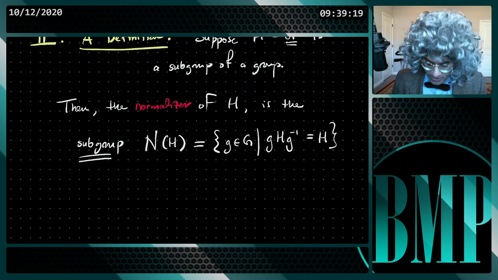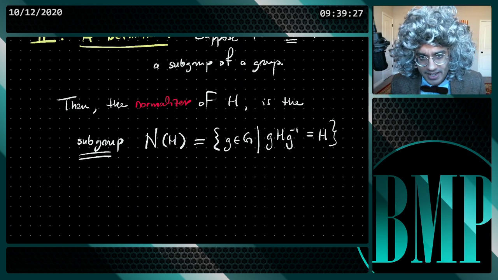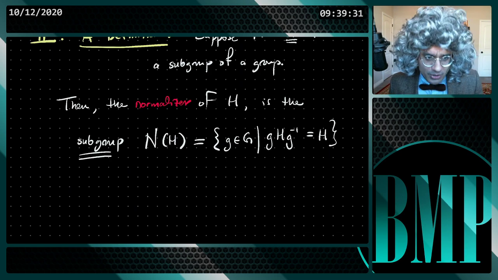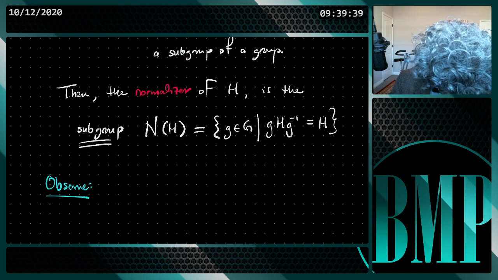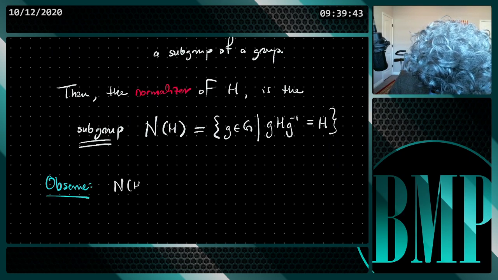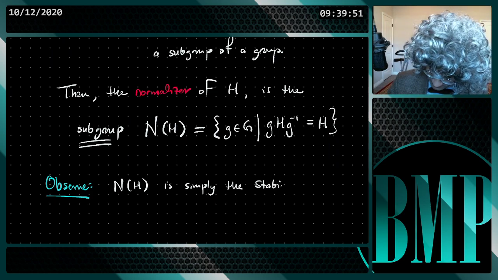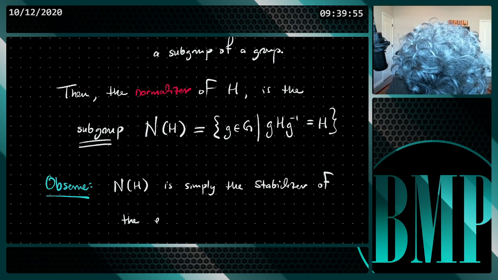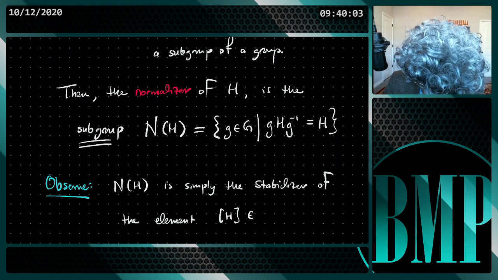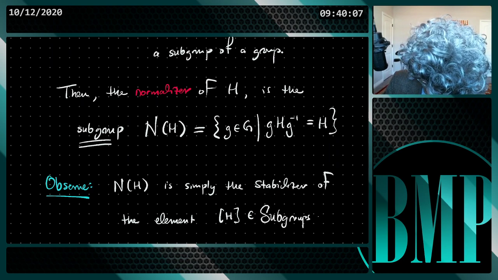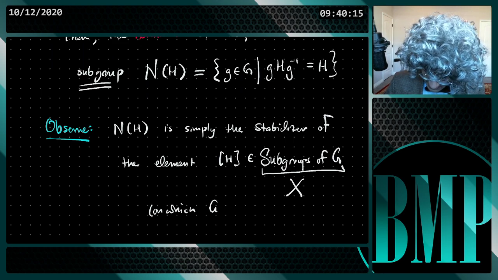This forms a subgroup. Why? You can check it by noting that if g1 and g2 conjugate H within itself, then so does g1 times g2, and so on. Or you can just realize that the normalizer is simply the stabilizer of the element called H in the set of all subgroups of G. This is a set on which G acts by conjugation.